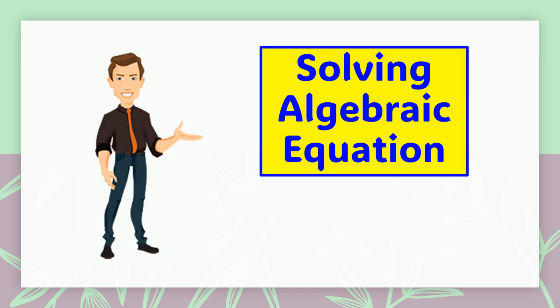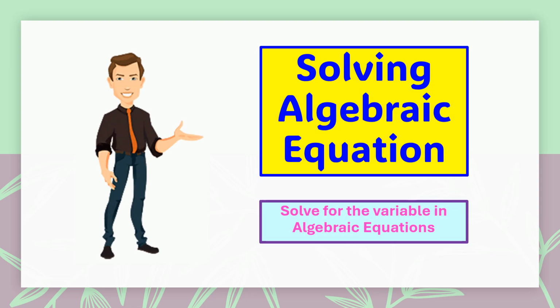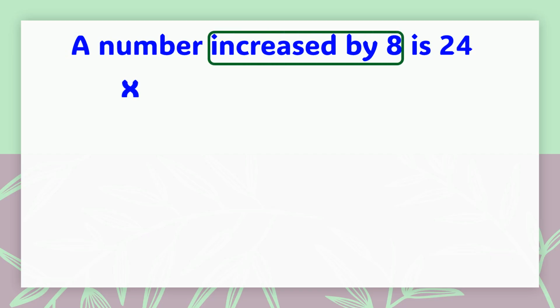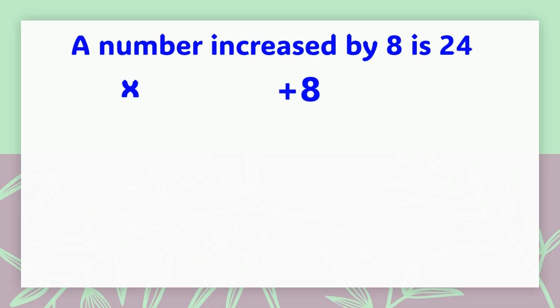Solving algebraic equations. Solve for the variable in algebraic equations. A number increased by 8 is 24. A number is a variable that is missing. We have to find it out. Let the number be x. Increased by 8 means plus 8, is 24, is equal to 24.